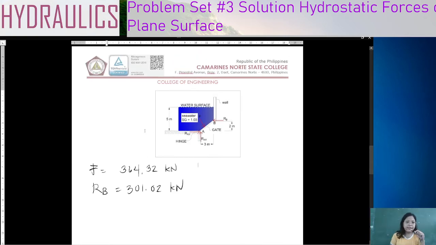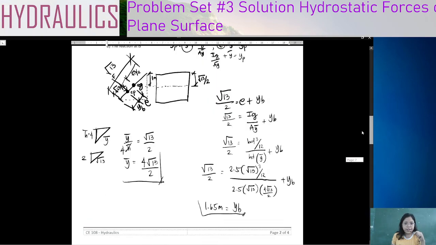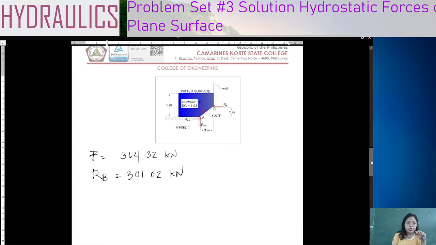For the last letter, C, the question asks for the reaction at hinge A. So, reaction at hinge A. Let me just write it. So, reaction at A is what? We have already obtained all the forces along B, along F. So, what is being asked is along A.